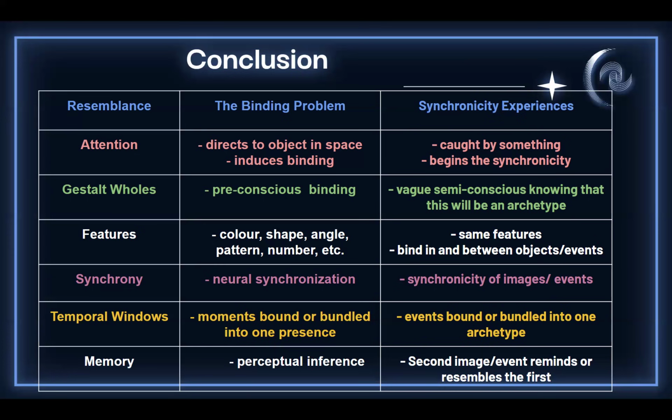Finally, memory is implicated in both experiences. In binding, memory are those gestalt templates, essentially memories stored inside of our mind that fill in perceptions in order to save energy for the brain to not do all the binding from scratch every time. And in synchronicity, memory arises after we see the second image, which then reminds us of the first one, and thus we recognize the synchronicity.